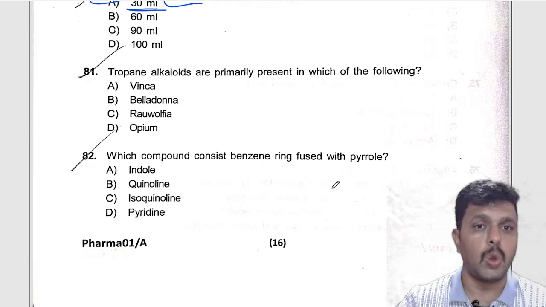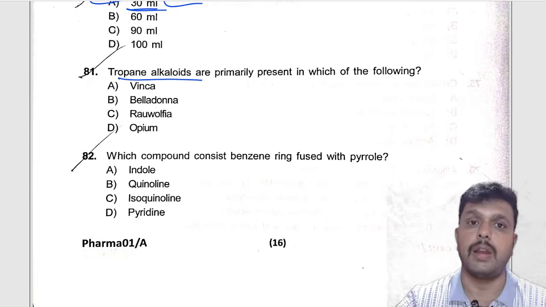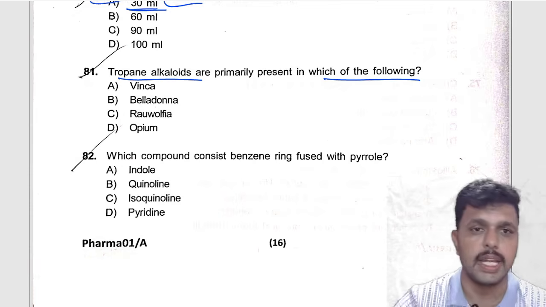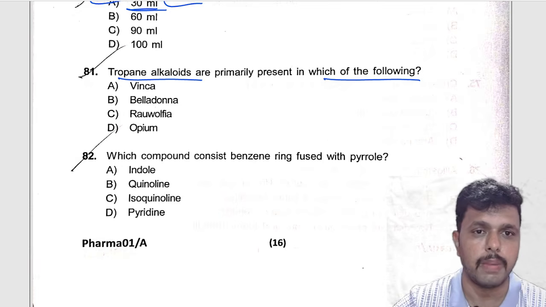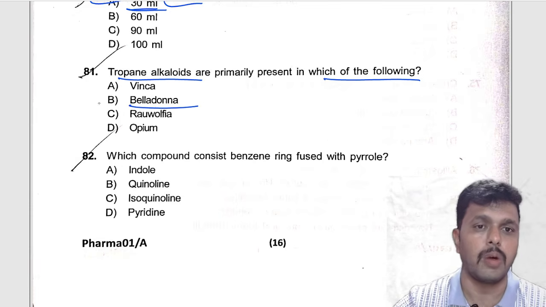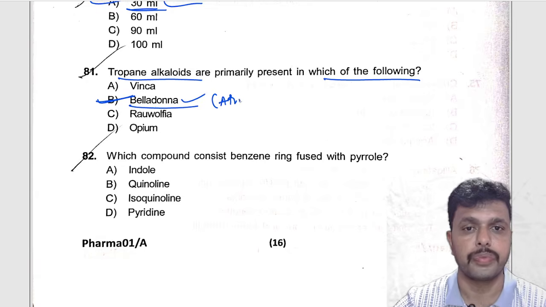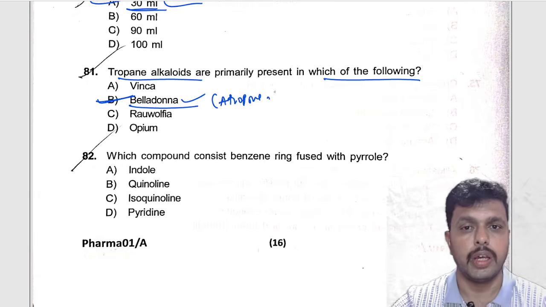Next, tropane alkaloids are primarily present in which of the following? Tropane alkaloids are especially present in belladonna. Okay, so option B is the right answer. Especially atropine, hyoscine.